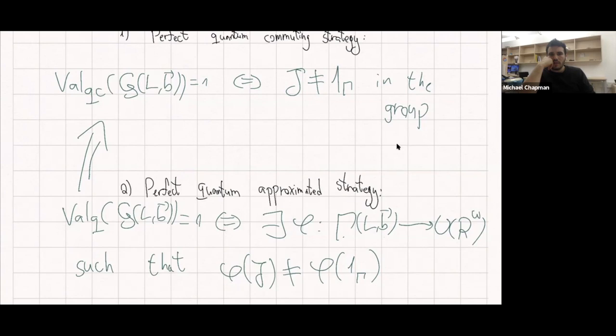I don't have such examples, but in the papers that I showed before, there are many examples of these quantum chromatic numbers and quantum commuting chromatic numbers and things like that. And I think they do have examples of such things. But I don't think they are linear constraint system games. I need to think about it.